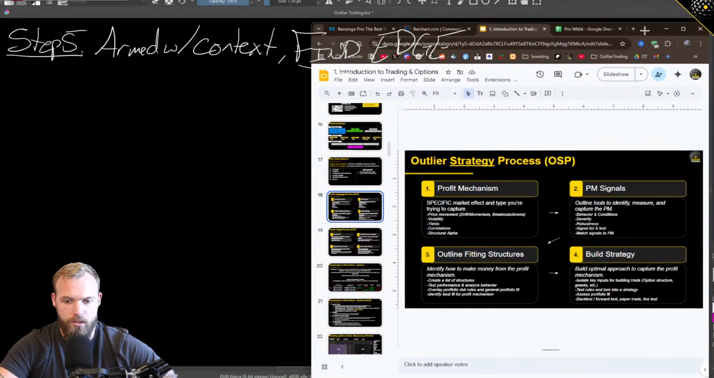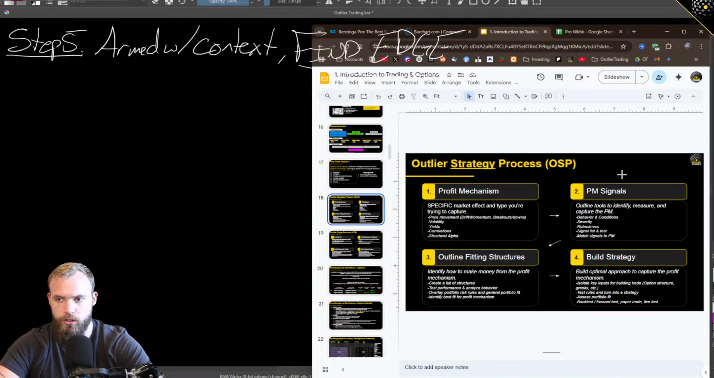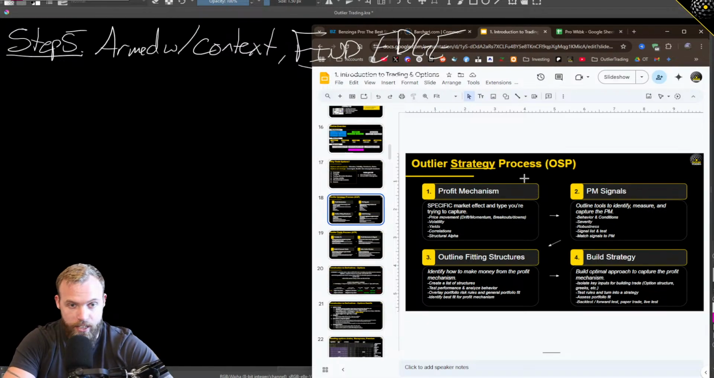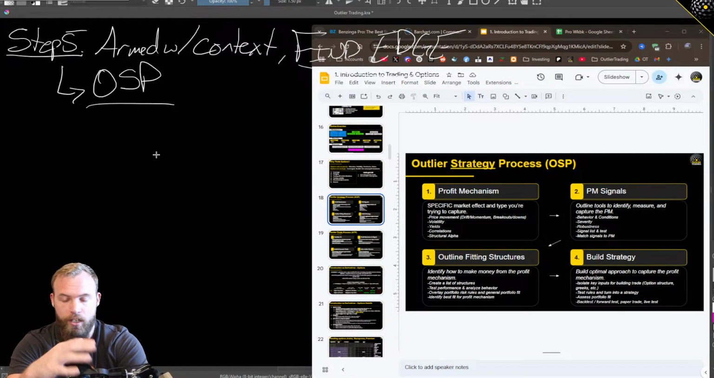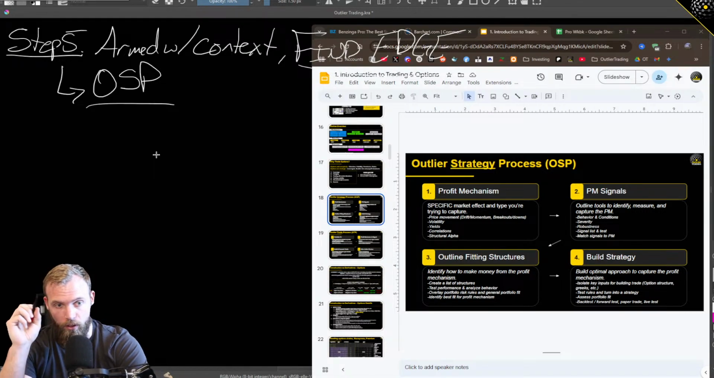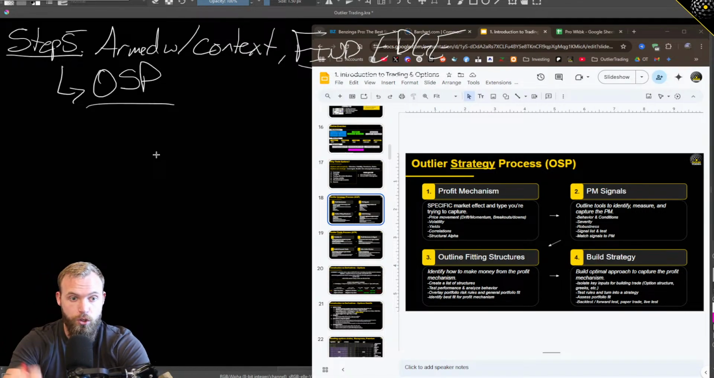this comes into play, the outlier strategy process. This is exactly where you employ this framework or whatever framework you have that you prefer at this point. We've already reviewed all of this. You're familiar with all of this. But this is where you need to actually go and find profit mechanisms that you can trade.